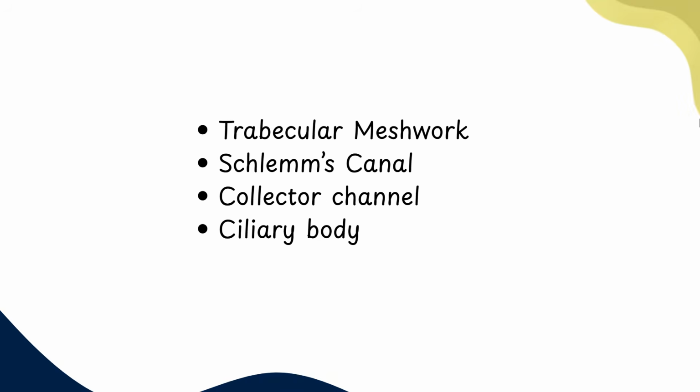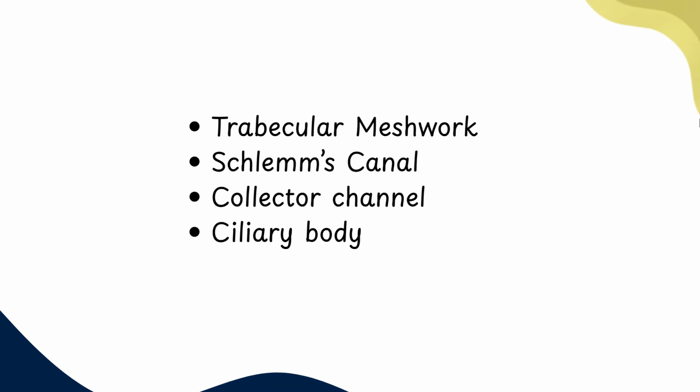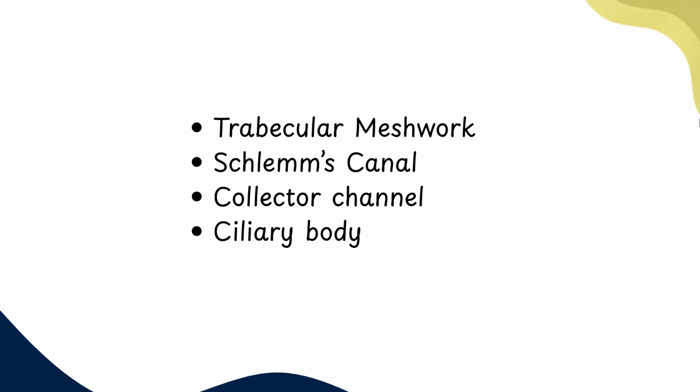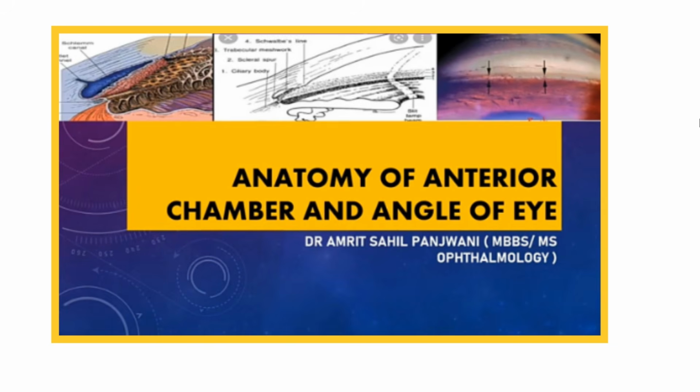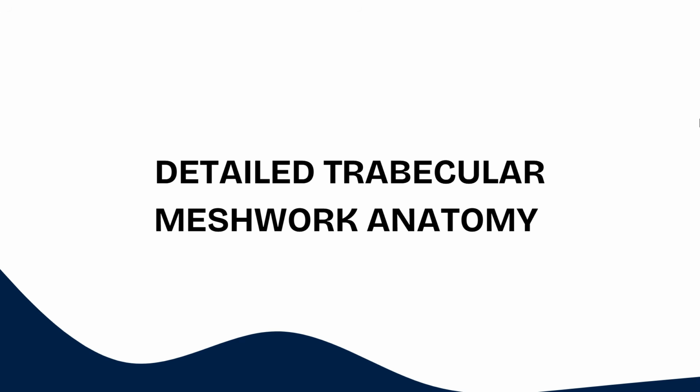Let's discuss some of the important structures which will be important to understand the outflow system. We shall be talking again in detail about trabecular meshwork, Schlemm's canal, collector channels, and the ciliary body. We already have a video on the channel on anatomy of the anterior chamber and angle of the eye. The link to this video will be provided in the description box and also available on the right side of your screen. So let's talk about the detailed anatomy of the trabecular meshwork.